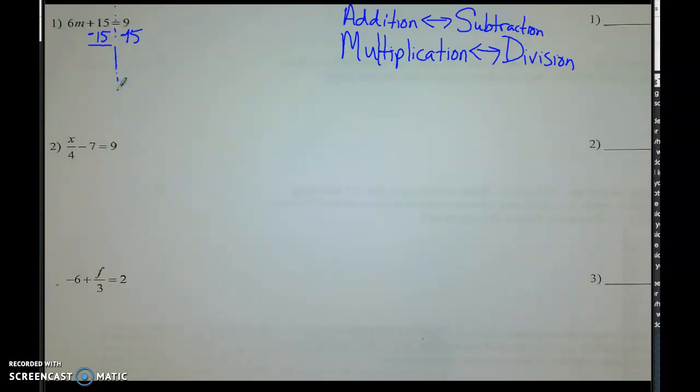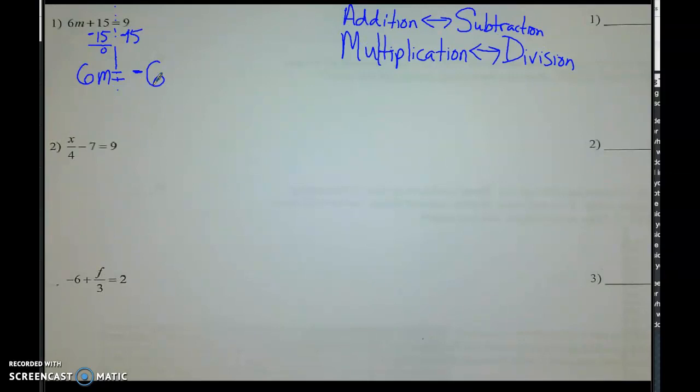So, 15 minus 15, that gives me 0. That's going to leave me with 6m equals 9 minus 15. I need to think in my head how to do that with those integers. And when I do 9 minus 15, that's going to give me a negative 6. Now, m is still not by itself, so I'm not done yet.